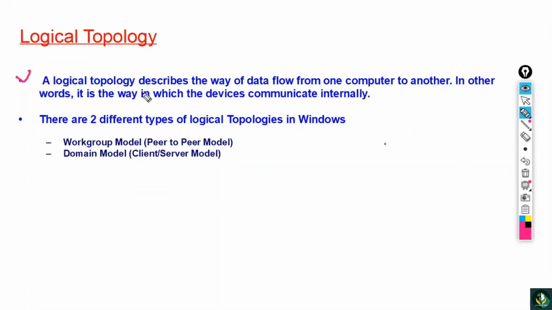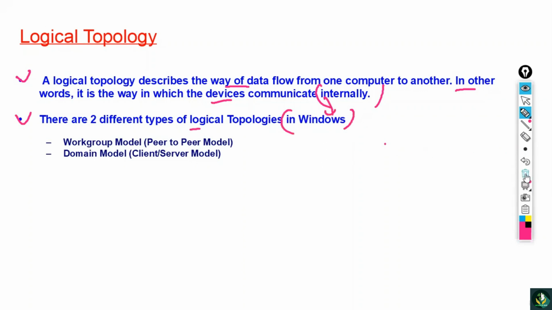A logical topology describes the way of data flow from one computer to another. As we have discussed, it describes how your data flows from one network to another, from one computer to another computer. In other words, it is a way in which devices communicate internally. There are 2 different types of logical topologies in a Windows environment.